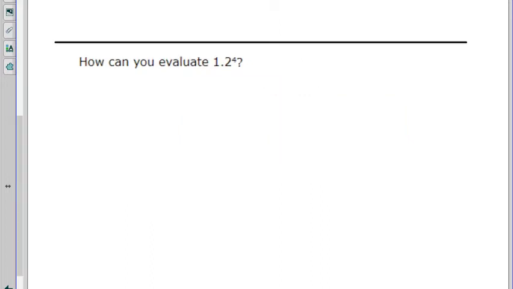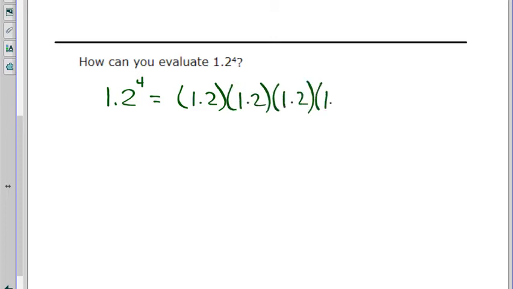All right, here we go. We have 1 and 2/10 to the 4th power. So this is 1 and 2/10 times 1 and 2/10 times 1 and 2/10 times 1 and 2/10. And I'm going to multiply these 2 at a time. That's going to make things a little easier. And 1 and 2/10 times 1 and 2/10.